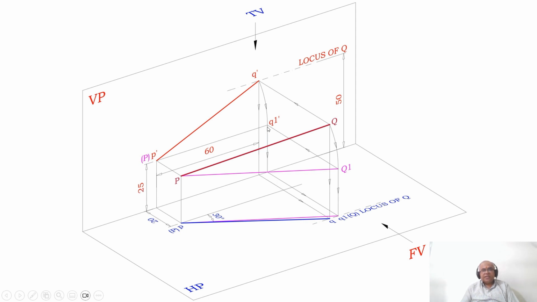Once you get this, you draw a projector here. Then you draw a line inclined at 30 degrees, and both these two lines are going to intersect at this point. So this is the actual true length line in the top view. Then you project to the top view so that you get the locus of Q here, and you mark this point as capital Q. This is Q1, this is the locus of Q, and this is P and capital P. This is because the line is parallel to HP, therefore you are getting the true length in HP.